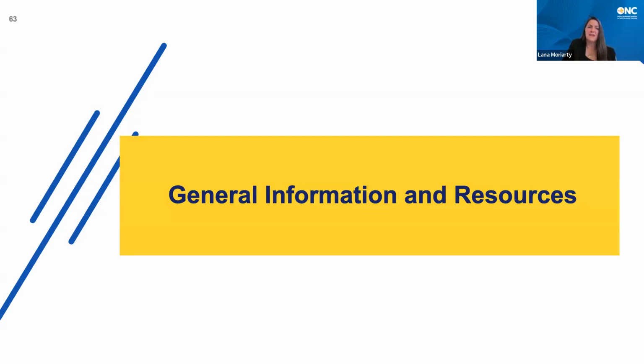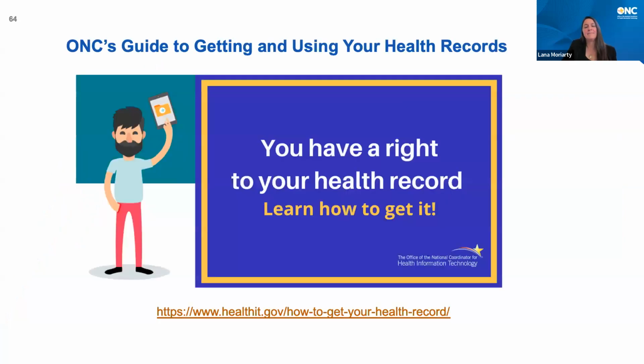Now I'm going to shift gears a little bit just to highlight some of our general information and other resources. Next slide. Back in 2018, we created the ONC Guide to Getting and Using Your Health Records. It's also called the Consumer Guide. This was a way of us responding to comments we had gotten from some of our stakeholders of, what about a resource for patients? How do patients understand getting, using, and checking their health information? This is one of the places that we encourage people to take a look at. It's an online resource that gets updated, and we would love to have anyone look at it and provide feedback. Next slide.